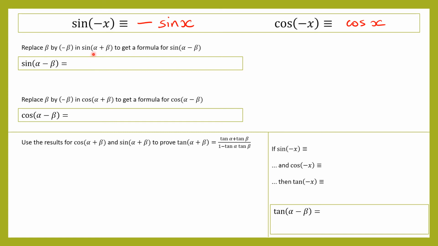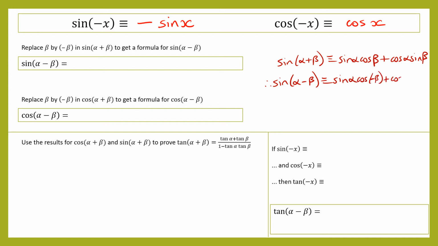So we're going to use what we worked out. We worked out sine of alpha plus beta. We worked out it was sine alpha cos beta plus cos alpha sine beta. That might be in a slightly different order to how I wrote it earlier. Anyway, we're going to replace beta with negative beta, and that will give us a formula for sine of alpha take away beta. So using that and replacing beta with negative beta, that's all I'm doing, just replacing it. And now use the two results at the top of the screen. So cos of negative beta is the same as just cos beta. But sine of negative beta is negative sine beta.